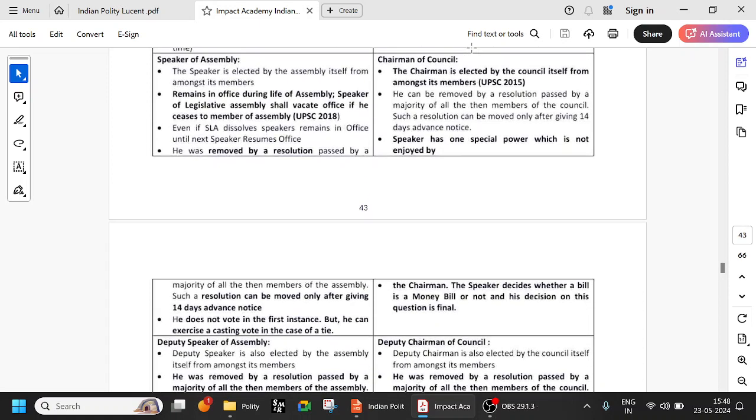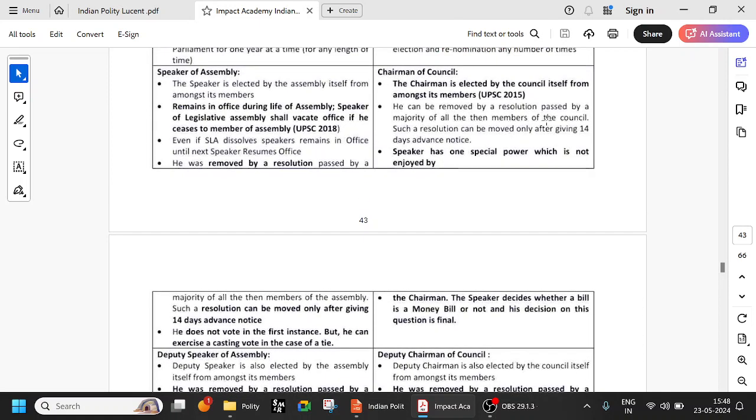If you look at the chairman, like we've seen, the Vice President is the de facto chairman of the Rajya Sabha. Here the chairman is elected by the council itself from amongst its members. So this is a slight variation. There the vice president is not an MP, but here the chairman of the council needs to be an MLC. He can be removed by a resolution passed by a majority of all the then members of the council. Such a resolution can be moved only after giving 14 days advance notice.